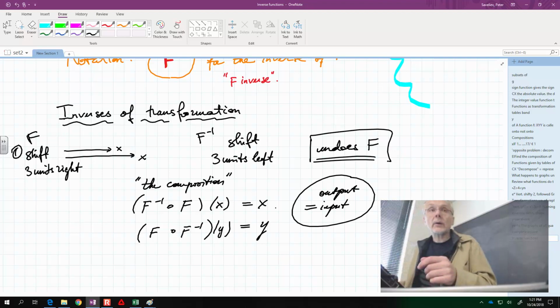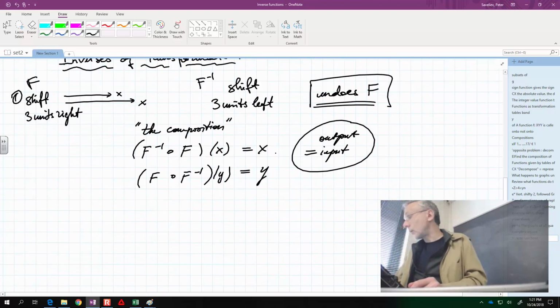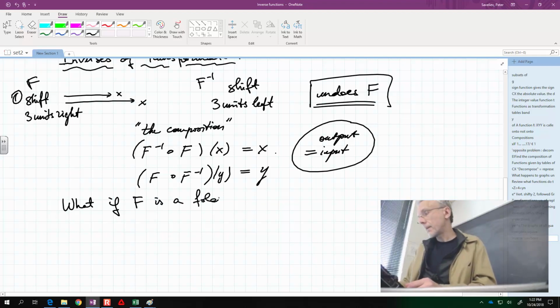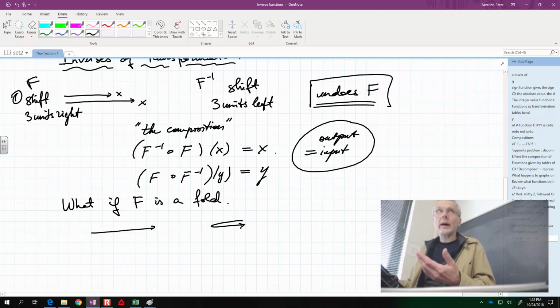Think about when it cannot work out. What if f is a fold? I take my x-axis and I fold it in half. Can I undo the effect of this?